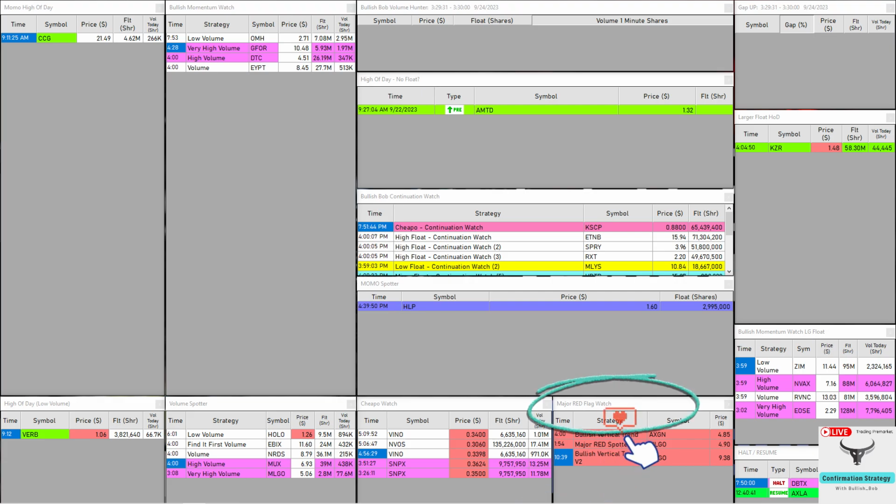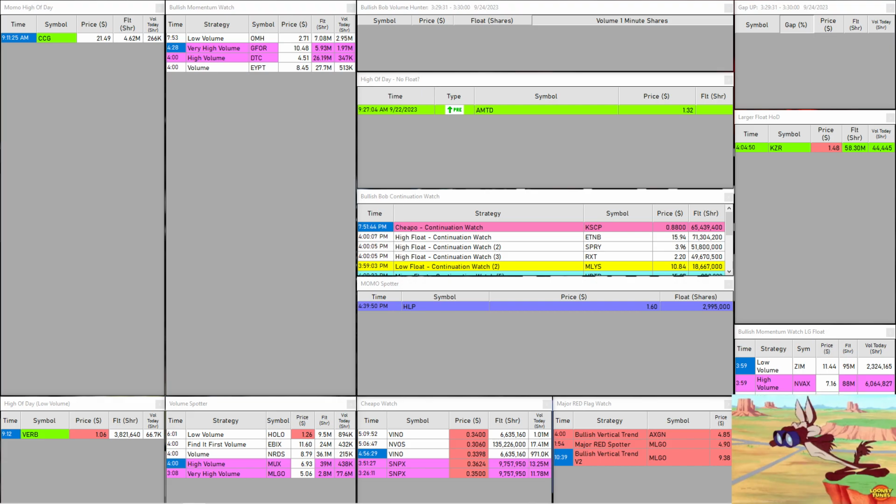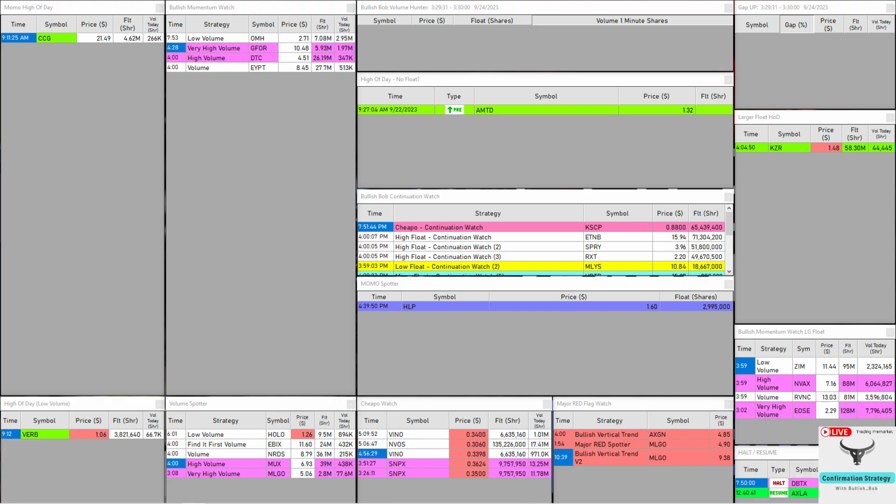This major red flag watch is designed to give me a heads up whenever a red flag is spotted. If I spot those red flags ahead of time, then maybe I can adjust my approach and save myself from major losses. In the top right, you'll see my gap up scanner. This is designed to find stocks that are gapping up in the pre-market session. This will give me a good idea of what stocks to watch when the market opens.